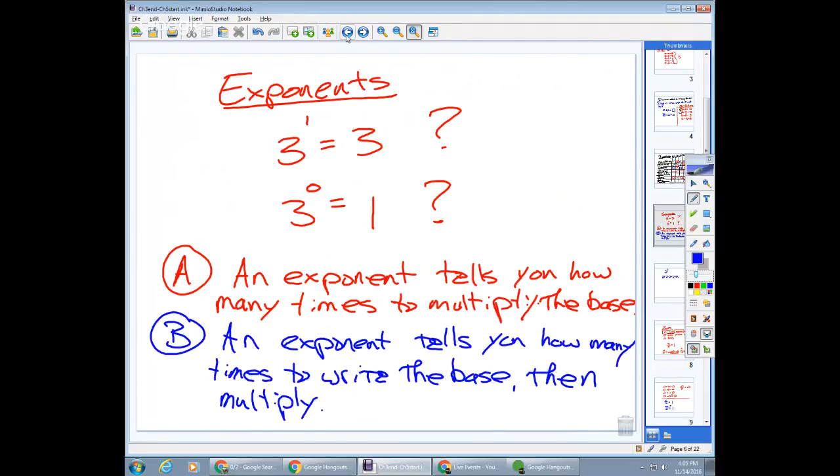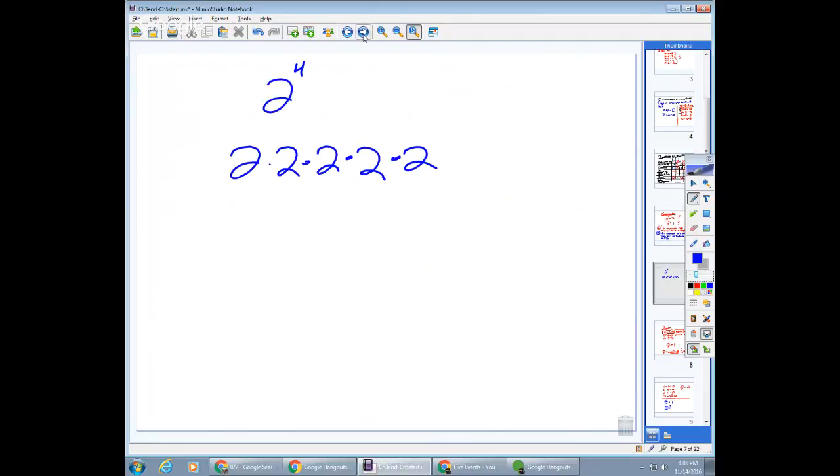This is the way most people commonly state what it means to be an exponent. I know what you meant, but that's not what it means. Do I say that sometimes? Absolutely. Why? Because my teacher said it to me over and over again. But we really got to be careful. It's not how many times you multiply. There is a way to fix that. It's how many times you write the base. So the correct definition for an exponent is how many times you write the base, then you multiply.